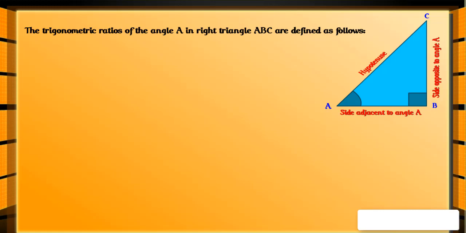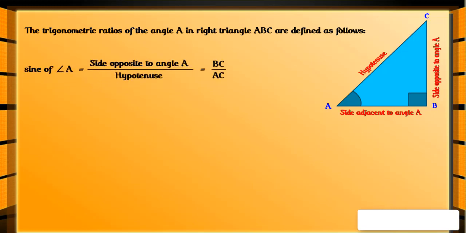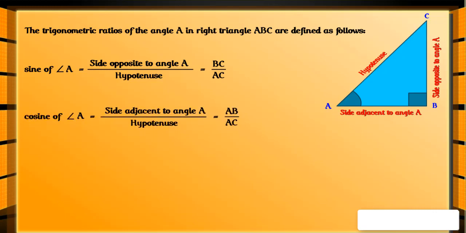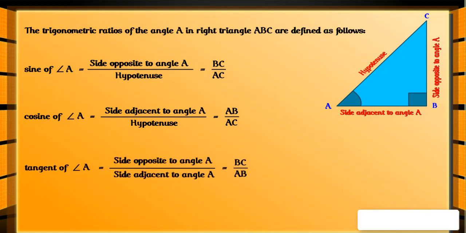The trigonometric ratios of the angle A in right triangle ABC are defined as follows. Sine of angle A is equal to side opposite to angle A upon hypotenuse, is equal to BC upon AC. Cosine of angle A is equal to side adjacent to angle A upon hypotenuse, is equal to AB upon AC. Tangent of angle A is equal to side opposite to angle A upon side adjacent to angle A, is equal to BC upon AB.